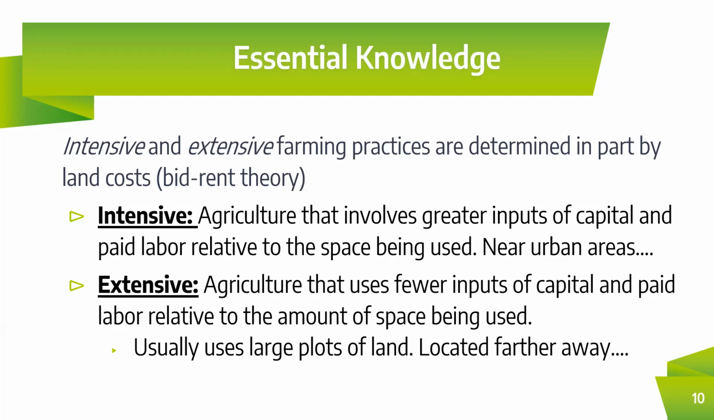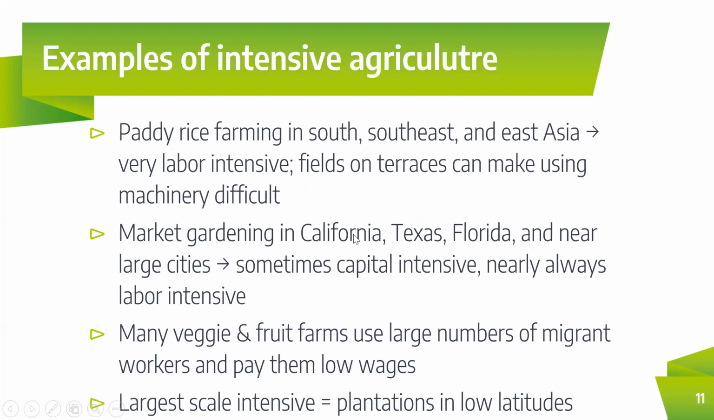Sometimes in urban areas, but really near them. Extensive agriculture is agriculture that uses fewer inputs of capital and paid labor relative to the amount of space being used. So usually, extensive agriculture is going to use large plots of land, and is going to be located farther away from urban centers.